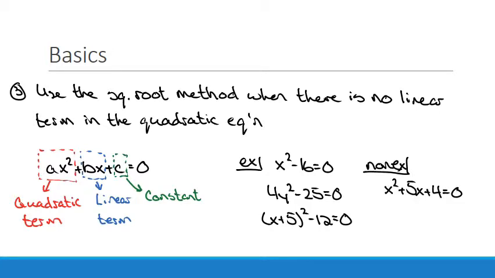A non-example, so x squared plus 5x plus 4. And the reason for that is, right here. Sorry, you guys, my pen wasn't working for a second. That 5x, that's a linear term. We don't want it. So make sure we use the square root method when there is no linear term.